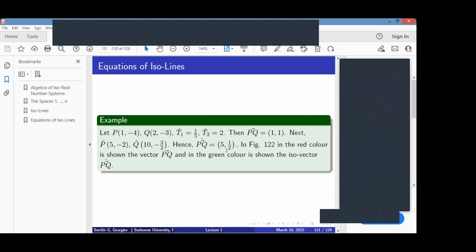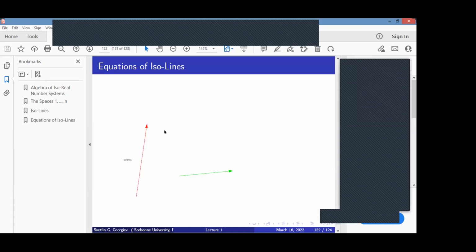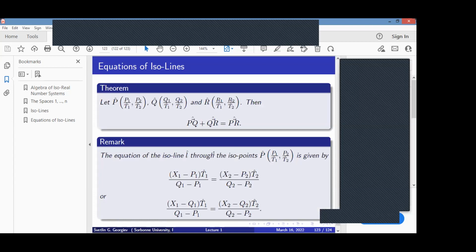And now we will consider what happens. The classical vector PQ is this one. The iso vector is this one. And in the red color is given the classical vector, and in the green color is given the iso vector. Again, we see differences. So here are given the explicit equations for the iso line when we have 2 points P and Q. They are given in this way. Again, here we have the influences of the isotopic elements hat T1 and hat T2. This and this one. So, thank you for your attention.